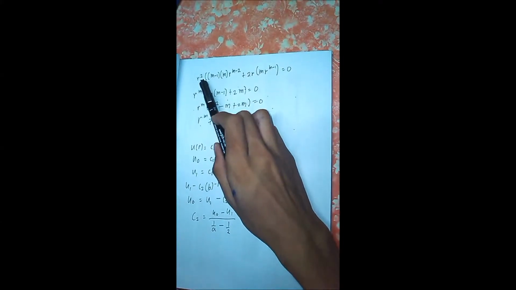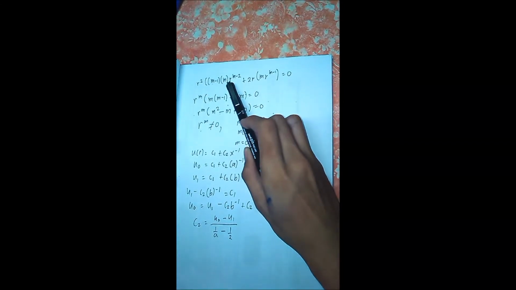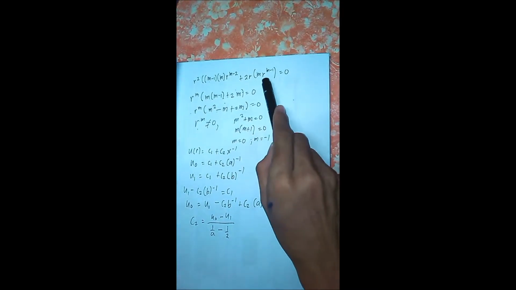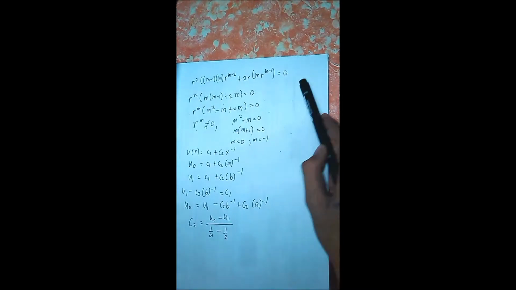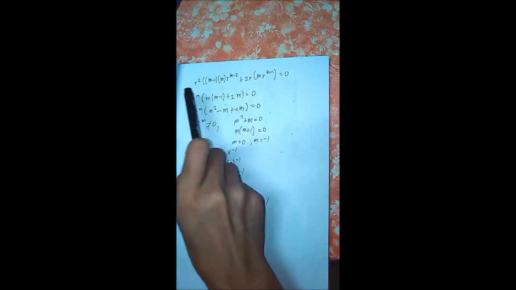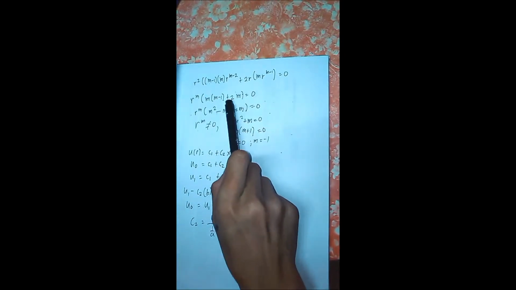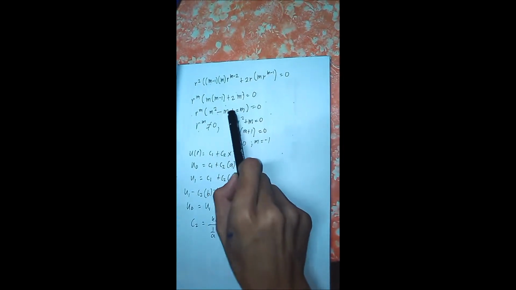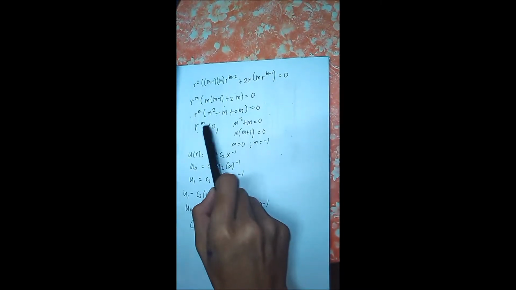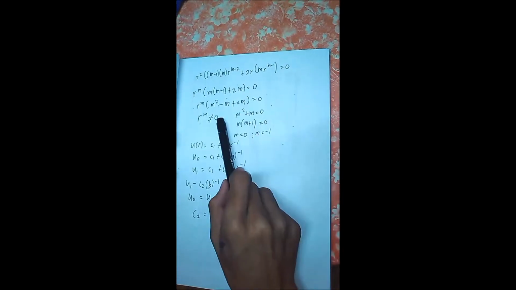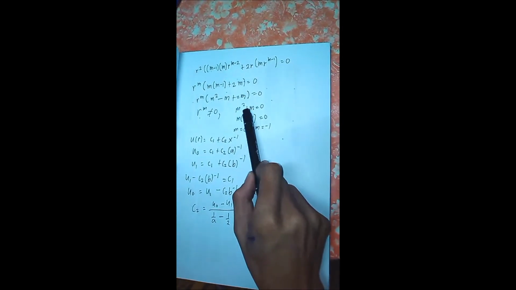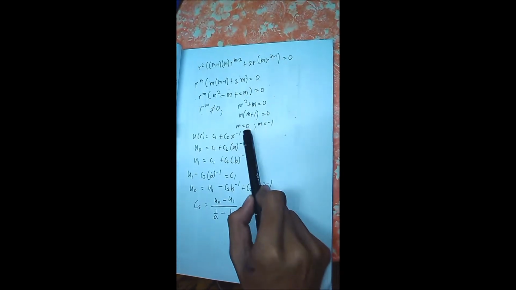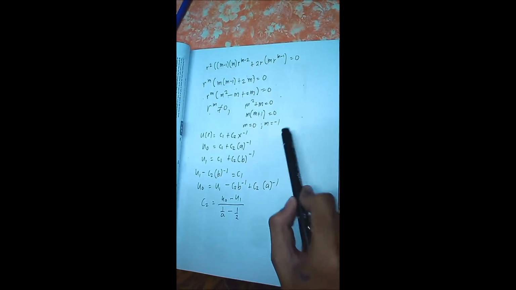Then, r squared times m minus 1 times m times r raised to m minus 2 plus 2r times m times r raised to m minus 1 equals 0. By simplification, we get r raised to m times m minus 1 plus 2m equals 0. Factoring it out, r raised to m times m squared minus m plus 2m equals 0. Thus, r raised to m is not equal to 0. Then, by this equation, m squared plus m equals 0. Factoring it out, m times m plus 1 equals 0. We get m equals 0 and m equals negative 1.